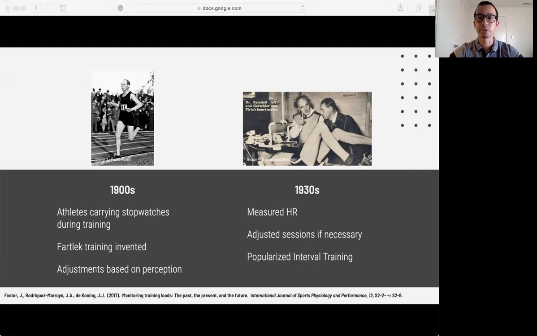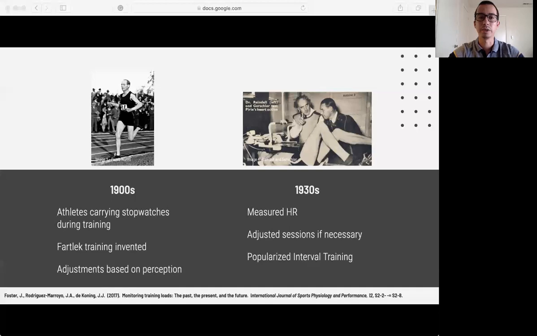Gunder Hägg, a Swedish runner, we started to see adjusting his training based on perception. He would decrease his higher volume running because he felt that it wasn't working in his benefit and was feeling ill during this higher volume training. So he just decided to increase the intensity for his training and decrease that volume overall.